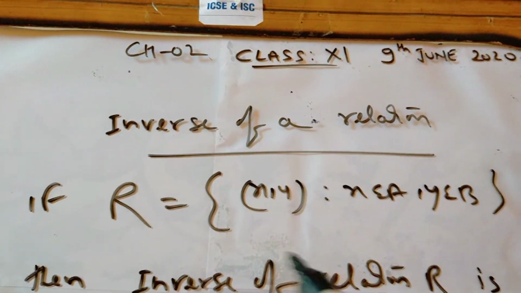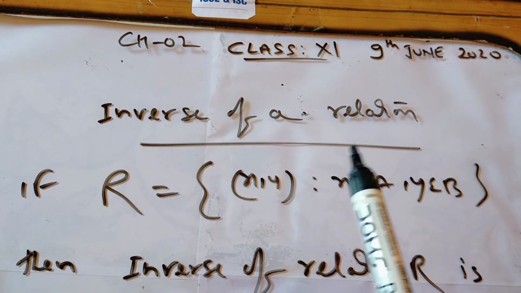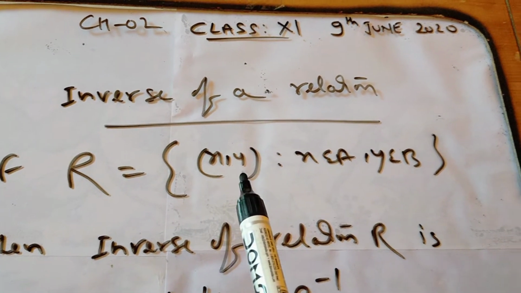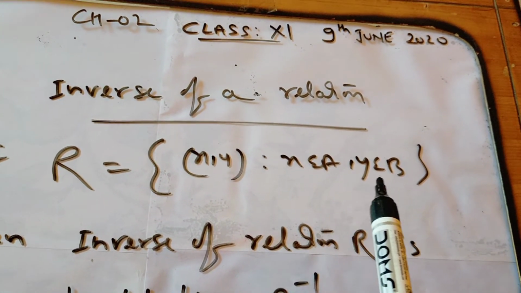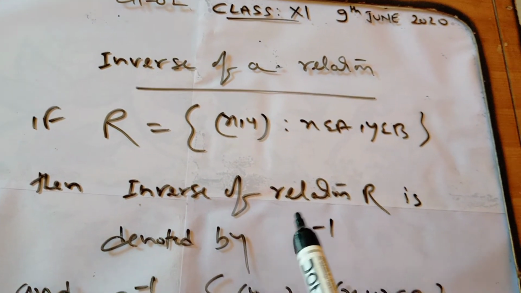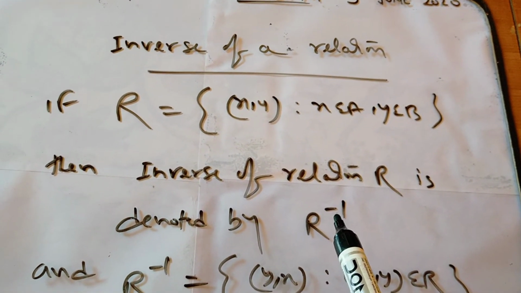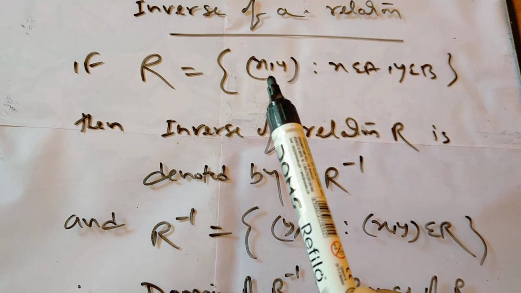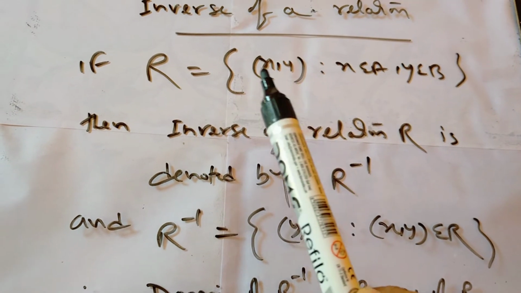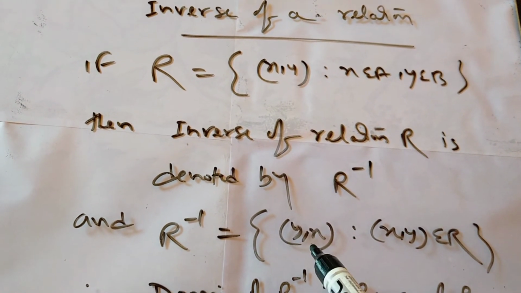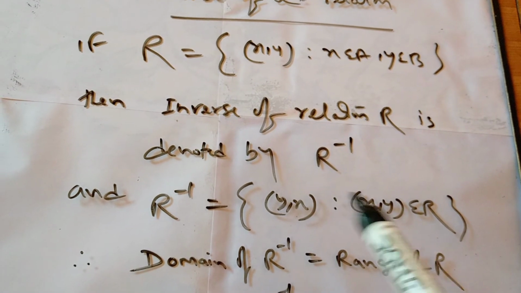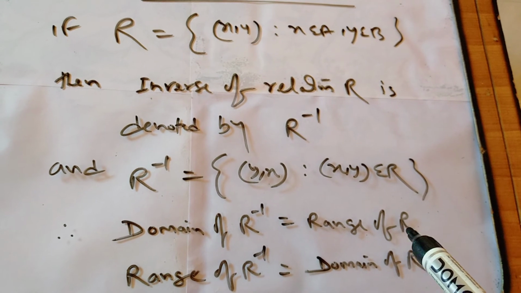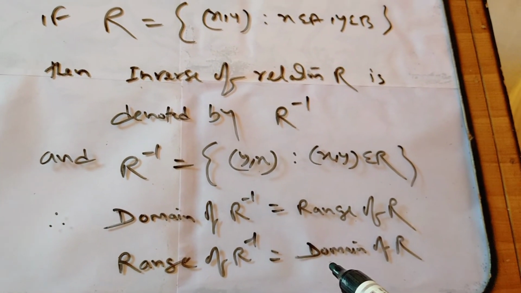Now students, we want to discuss one more important topic. This is the inverse of a relation. Suppose we have a relation R equal to (x, y) such that x belongs to A and y belongs to B. Then the inverse of the relation R is denoted by R inverse. This R inverse is basically the reversed ordered pair. This is (x, y), so it becomes (y, x). This is called the inverse of a relation. In this case we can say the domain of R inverse is the same as the range of R, and the range of R inverse is the same as the domain of R.